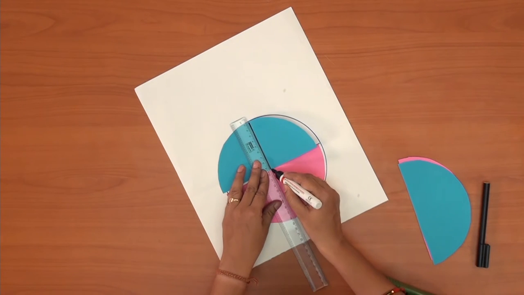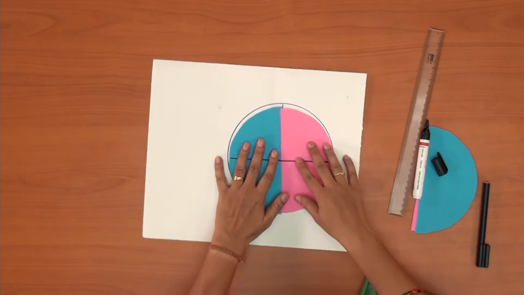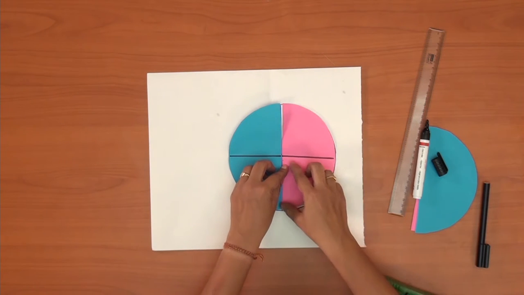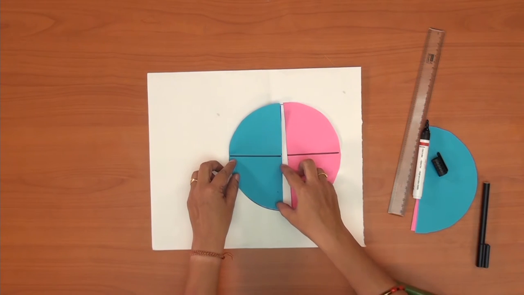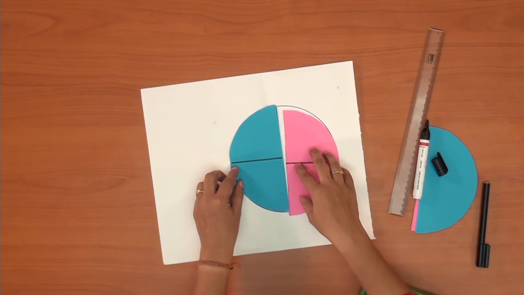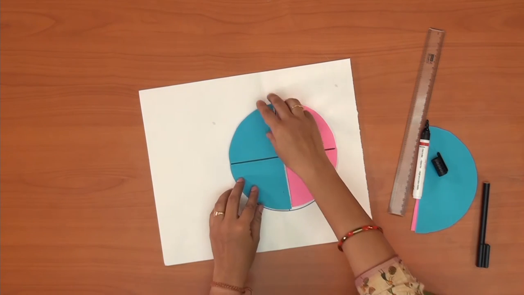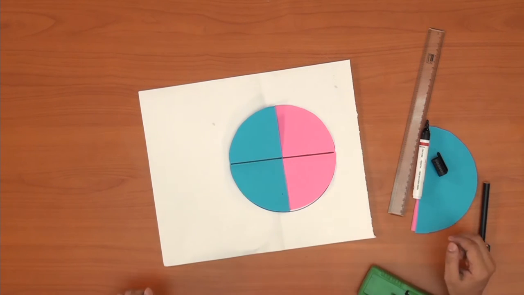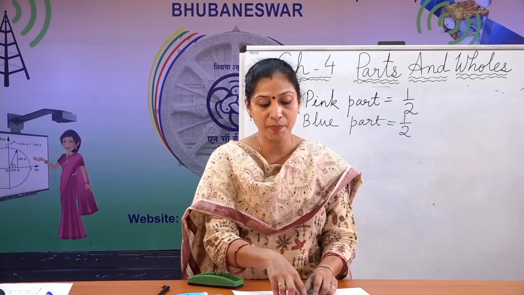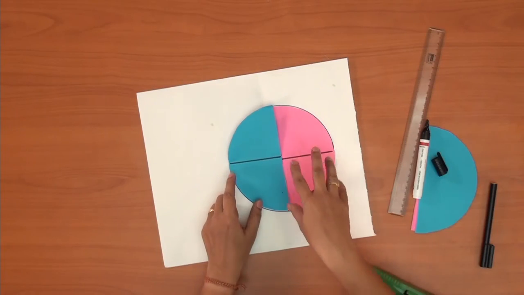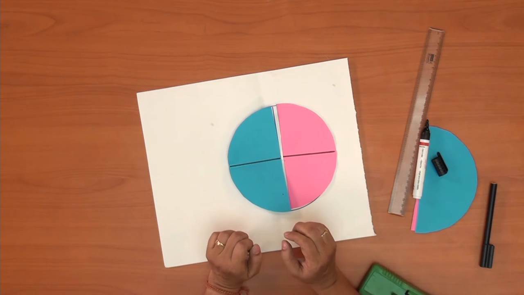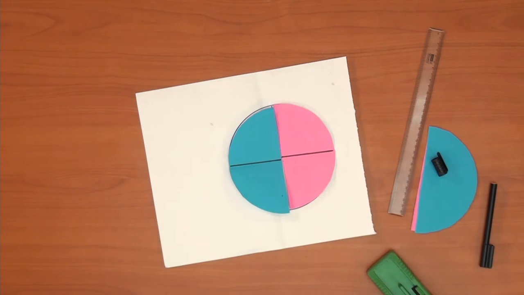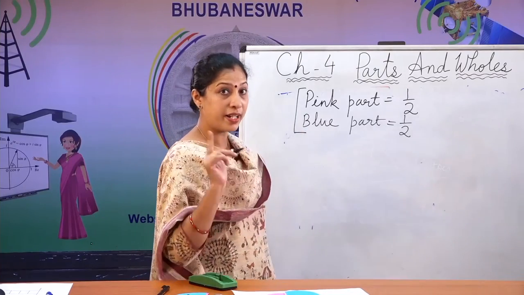This is divided. So now what is the value of each small part? This part is 1/4. This part is 1/4. This part is 1/4. This part is 1/4. Because we have divided this half into another half. Now can you tell me how many parts out of the whole are colored in blue and how many parts are colored in pink? Yes. Now we can tell. Now we have divided again into half.